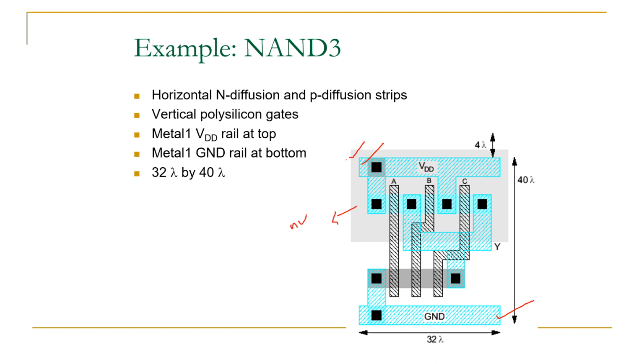This grey color is your N well. Within that N well, we are drawing your PMOS. And similarly, on your ground side, the NMOS is connected. This is your PMOS. As this is the 3 input NAND gate, all A, B, C are drawn.